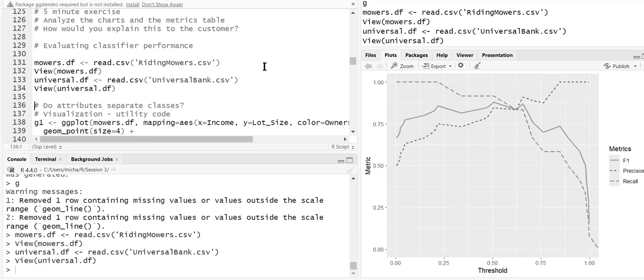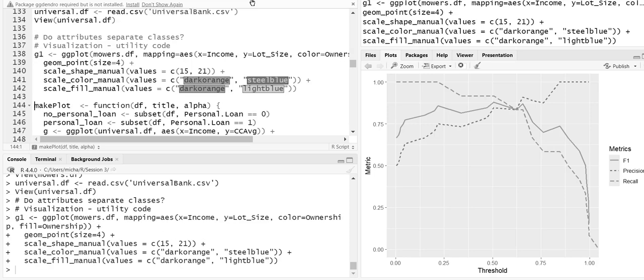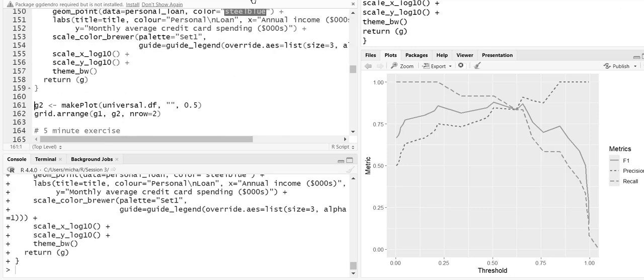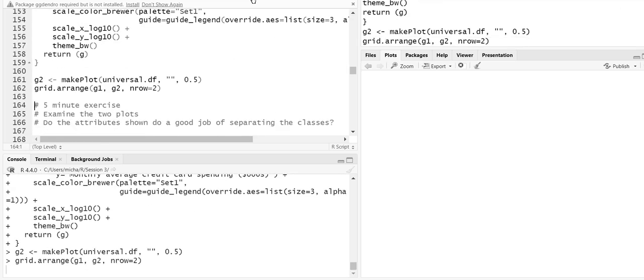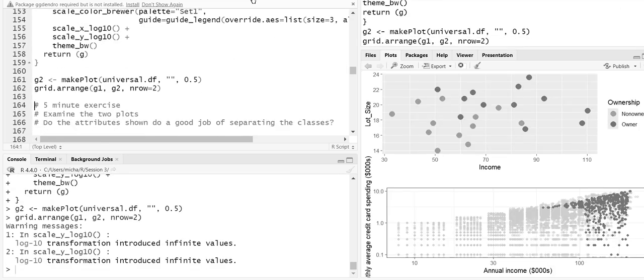Okay, so the very first thing to look at is whether or not just simple attributes separate the classes. Here's a bunch of utility code. For mowers, it's going to plot income and lot size versus ownership. And then for the second one, Universal Bank, it's going to plot whether or not we got a loan based on income. So let's see what happens.